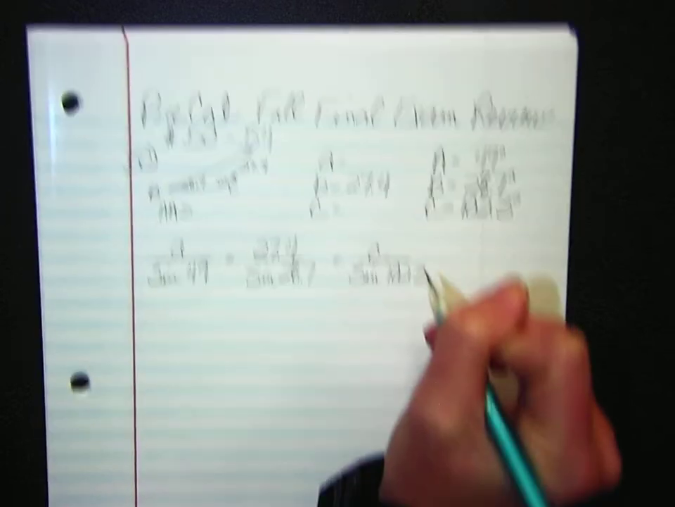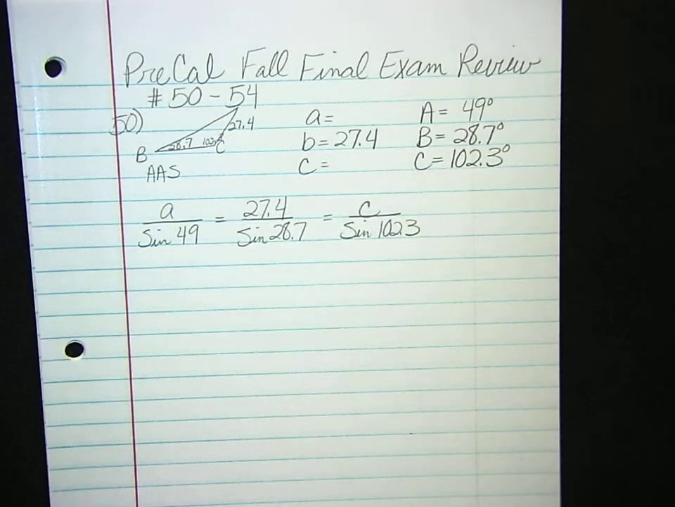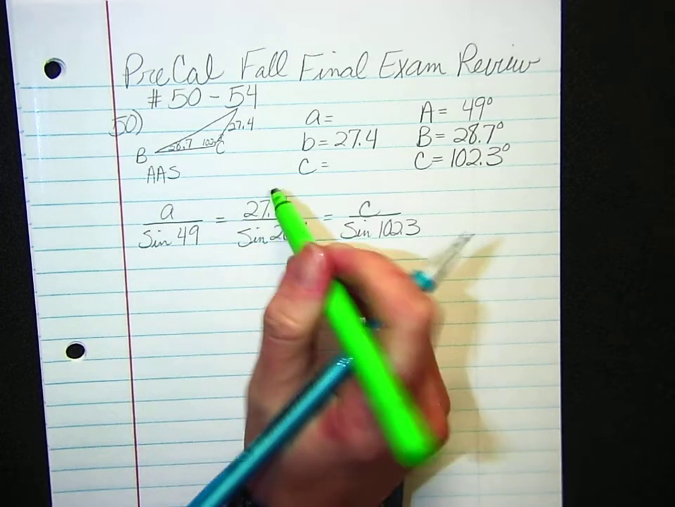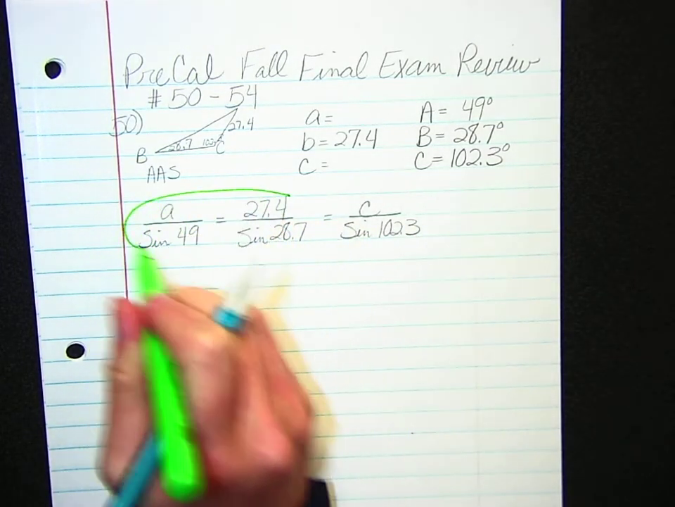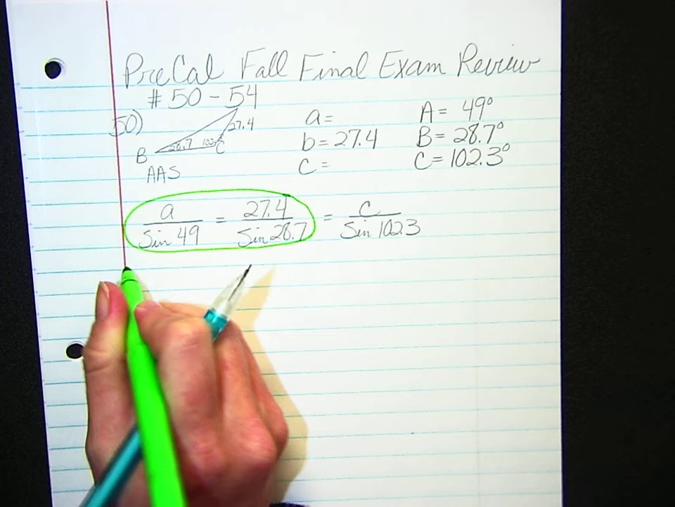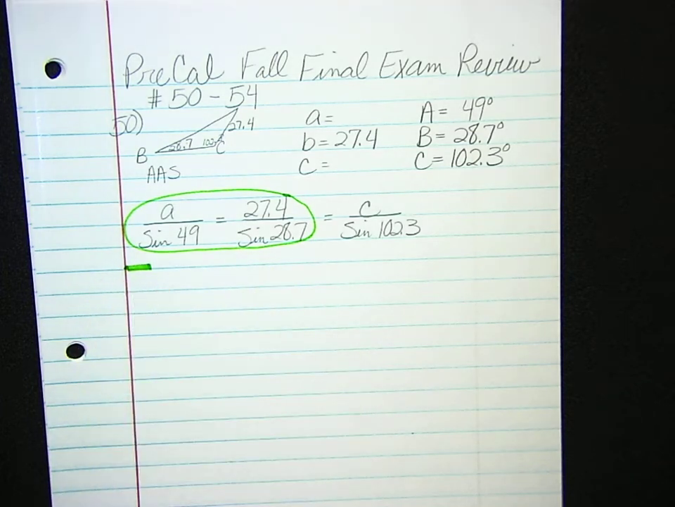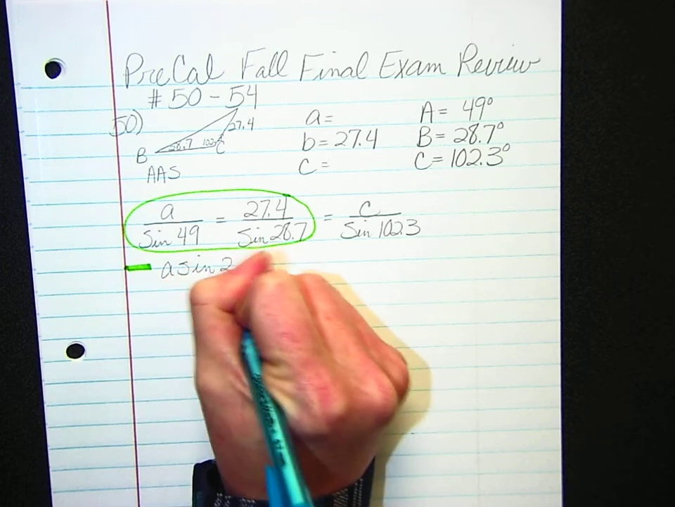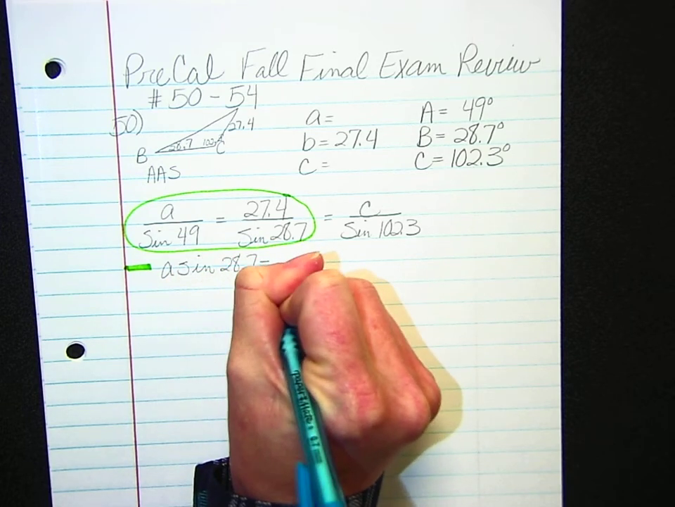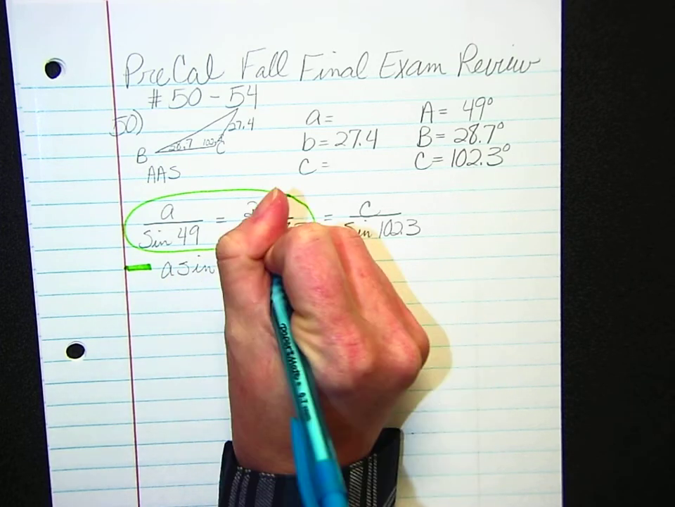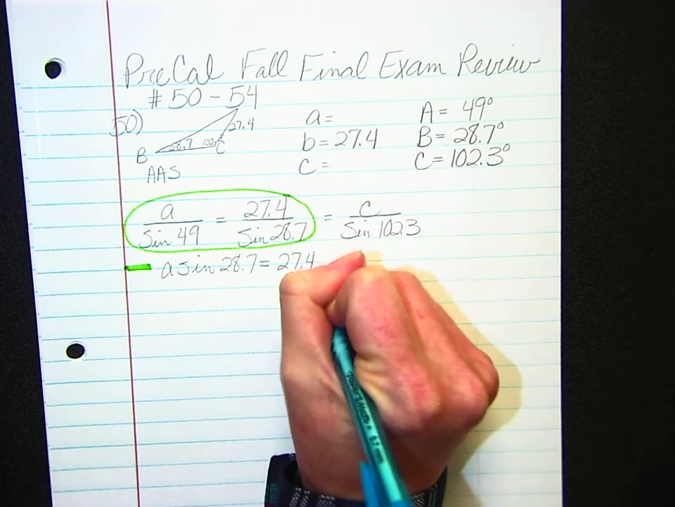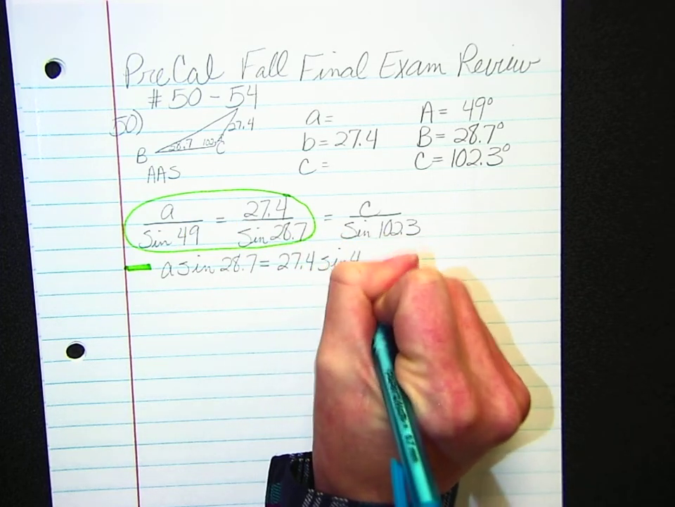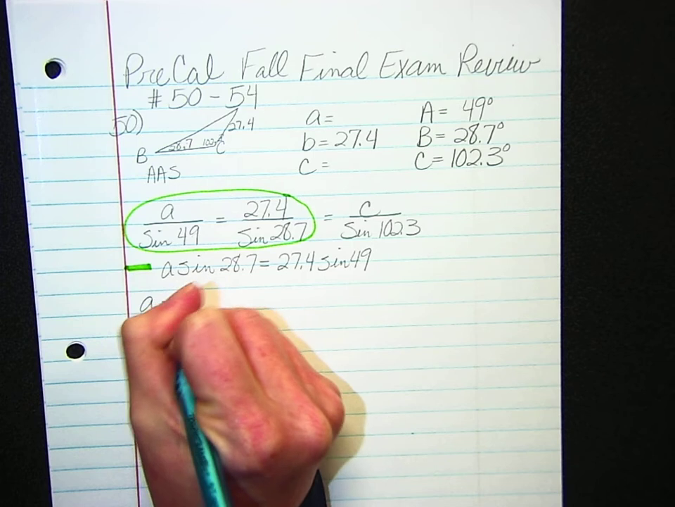The only trick to this is to make sure that you only work with two of them at a time, and you want to work with two that only have one variable. So I'm going to start by working these two together right here, and I'm going to cross multiply. That gives me a times the sine of 28.7, and multiplying this way gives me 27.4 times the sine of 49. So to find a, I just need to divide.